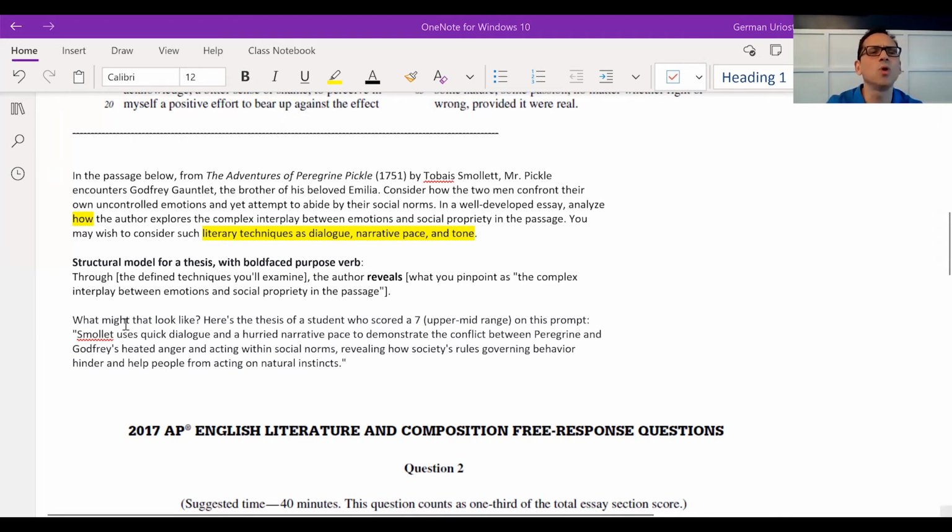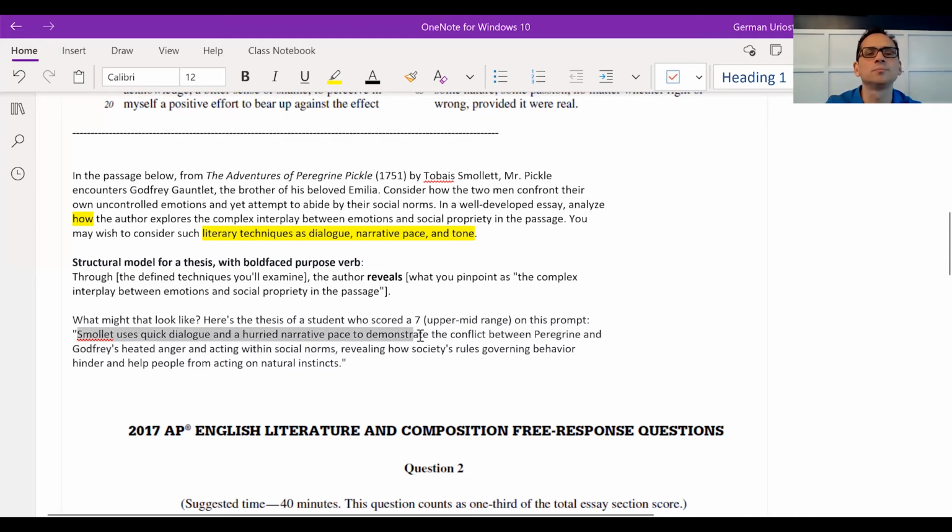Okay, with that in mind, right, what might that look like? And here's the thesis of another student scored a 7, again, upper mid-range, not the highest level, but the second highest level, so above average on this prompt, right? Let's take a look at it. Smollett uses quick dialogue and a hurried narrative pace to demonstrate the conflict between Peregrine and Godfrey's heated anger and acting within social norms, revealing how society's rules governing behavior hinder and help people from acting on natural instincts. Again, maybe you might think a little wordy, right? Yeah, maybe it is, right? But there's still a clear sense of, okay, these are techniques that the student's going to look at, and here is a clear claim that responds to what we're asking him or her to examine in the passage, right?